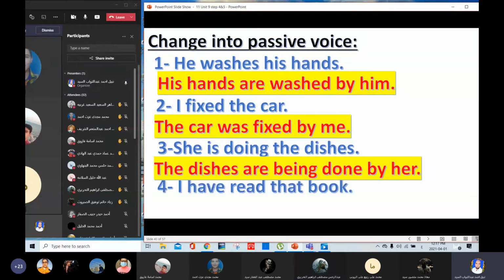Okay, wait. I have read the books. The book was... that book was written by me. No, Abdullah Khalil. That book have been read by me. Abdullah Khalil, that book have or has? Has. Sorry. That book has been read by me.